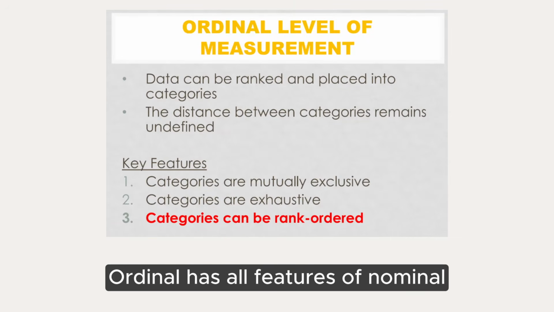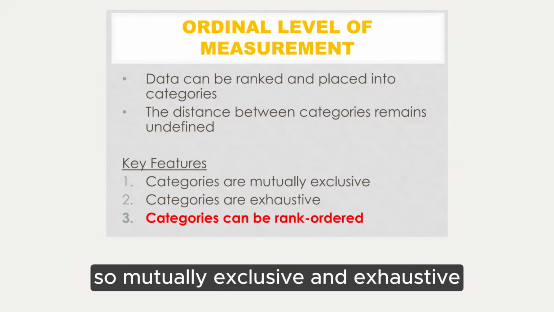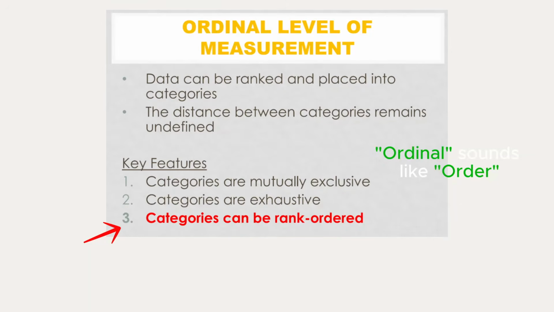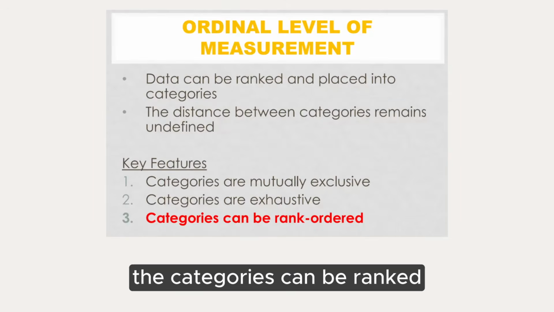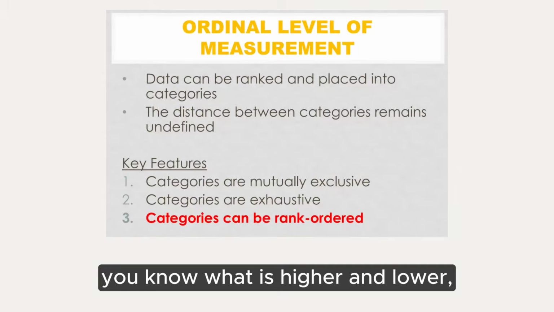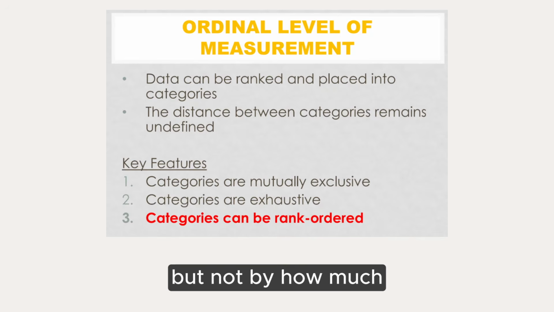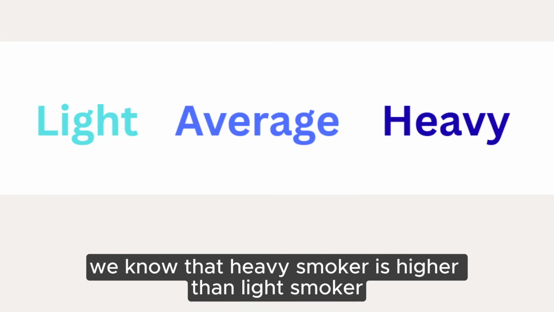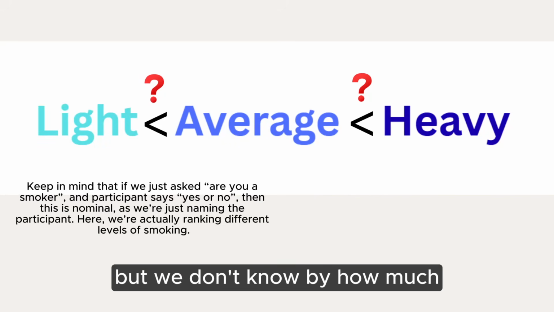Ordinal has all features of nominal, so mutually exclusive and exhaustive, but also ordinal has order. The categories can be ranked. You know what is higher and lower, but not by how much. For example, smoking intensity. Light smoker, average, heavy smoker. We know that heavy smoker is higher than light smoker, but we don't know by how much.